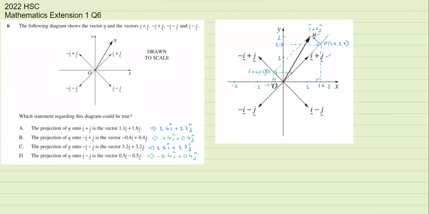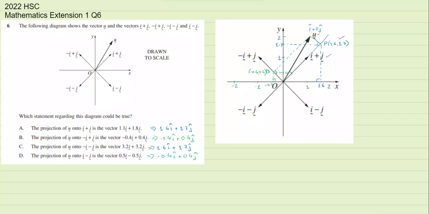If you drop a perpendicular at point P and see the x and y coordinate values, it comes to around 1.6 on the x-axis and around 1.7 on the y-axis, and therefore the coordinates become 1.6 and 1.7. So the projection on the opposite of this vector, minus i minus j, will also be the same. Let's see the projection on the vector minus i plus j.